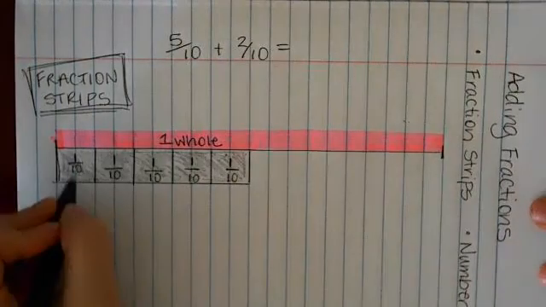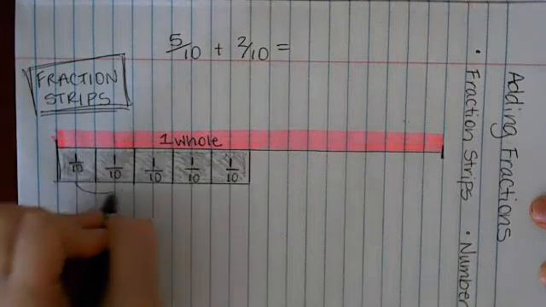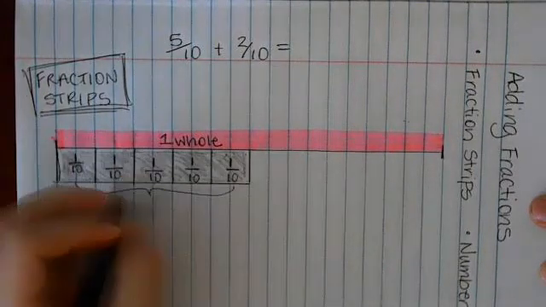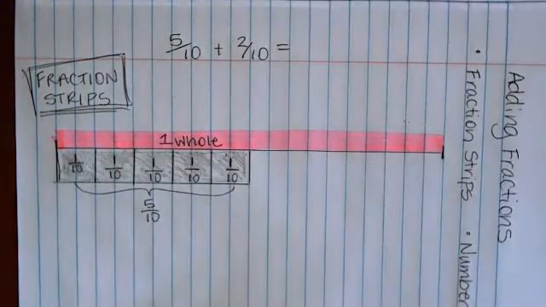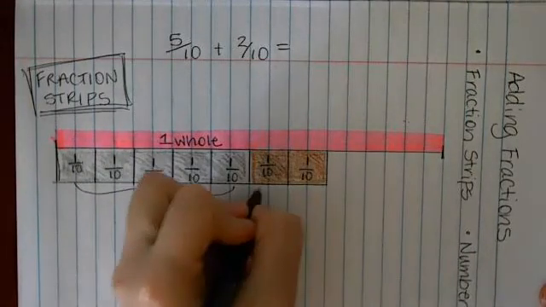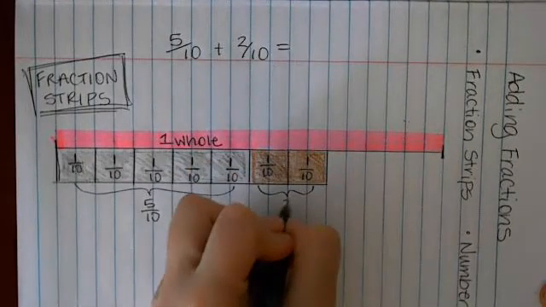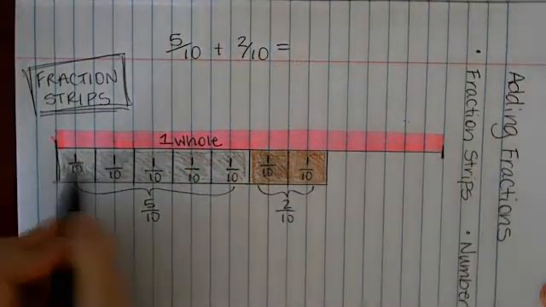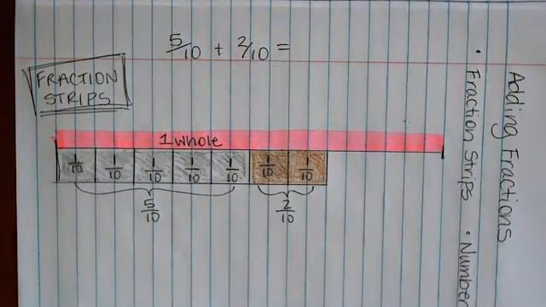So from this portion to this portion, 1, 2, 3, 4, 5, I'm showing 5/10. Now I would like to add 2/10 to this amount. Another 2/10, 1 and 2. When I put those all together, 1, 2, 3, 4, 5, 6, 7, I would get 7/10.